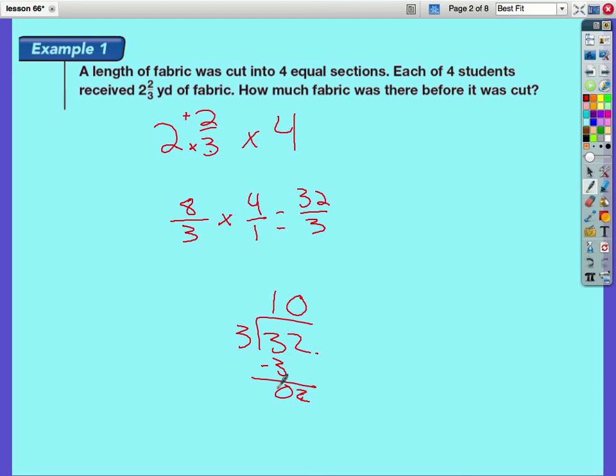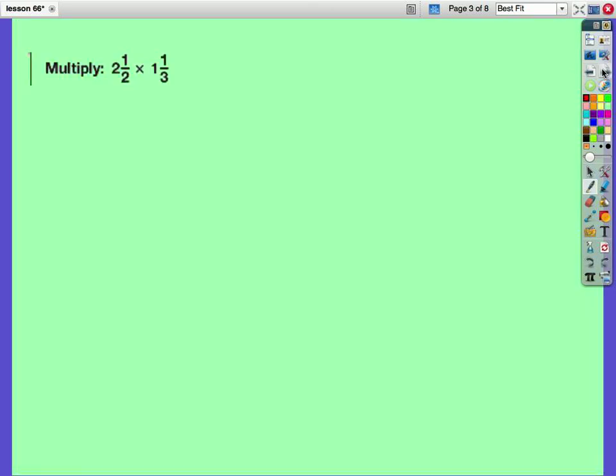Now I can make this a fraction. Since we started in fractions, I take the remainder over the divisor. Okay. So I have 10 2/3, my label is yards because that's what I started with. So we're multiplying our mixed numbers. We're just going to turn them into improper fractions and then multiply and put them back into a mixed number.